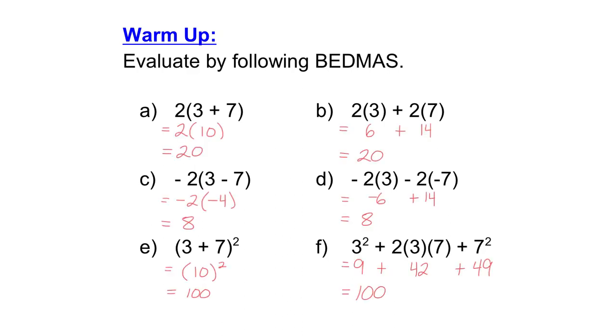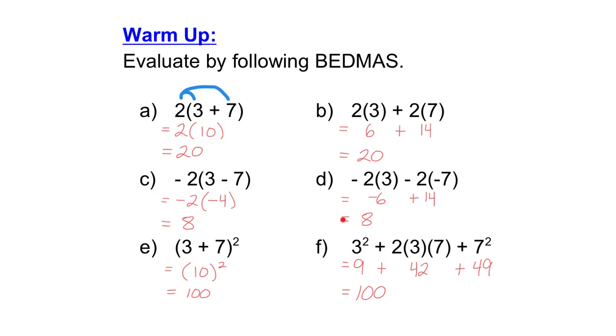Here are the answers and how I worked them out. Now, I want you to notice a few things. If we look at A and B, we're getting the same answer, and the question involved the same numbers: 2 times 3, 2 times 7, 2 times 3, 2 times 7.